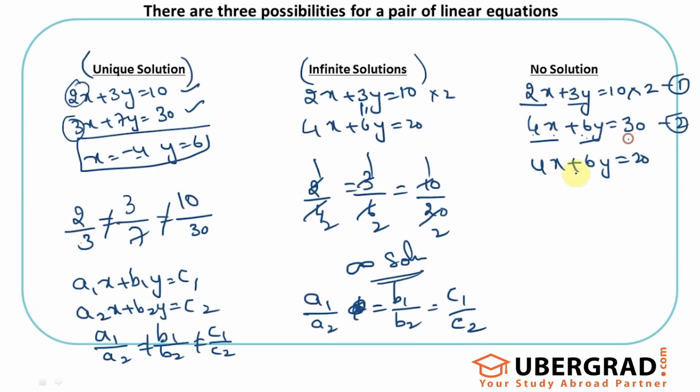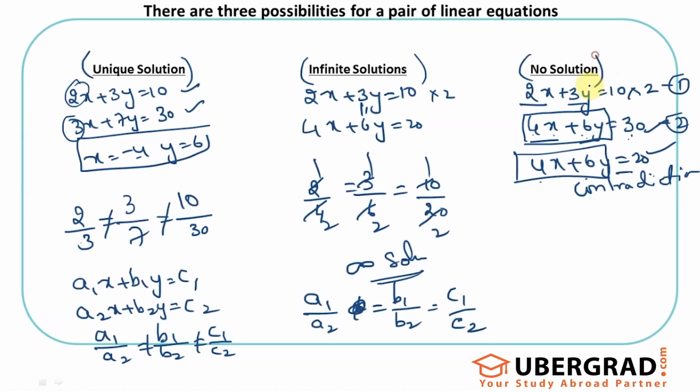4x plus 6y is 30, 4x plus 6y is 20. How can that be true? 4x plus 6y should be either 20 or 30. It can't be the same expression equal to two different things. So that's why I'm saying this is a contradiction, and that's why there will be no value in the whole number system which would satisfy both equations. I cannot have certain values for x and y which would give me 4x plus 6y equal to 30 and 4x plus 6y equal to 20. I'll only be able to satisfy this or this, not both. That's why I will have zero solutions, or no solution.